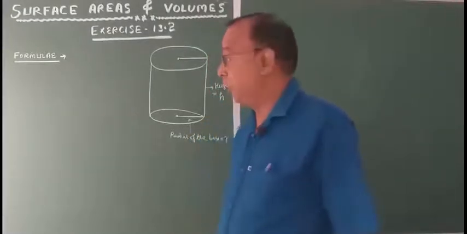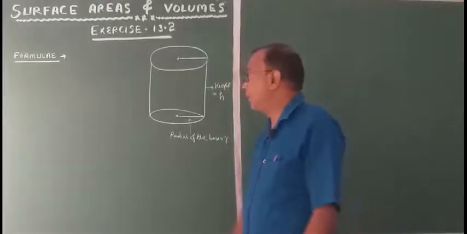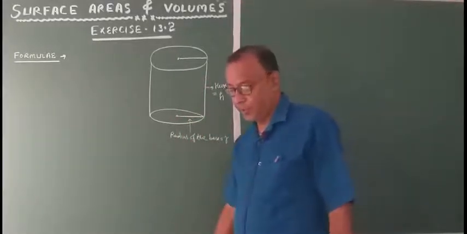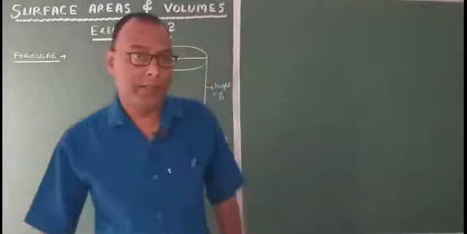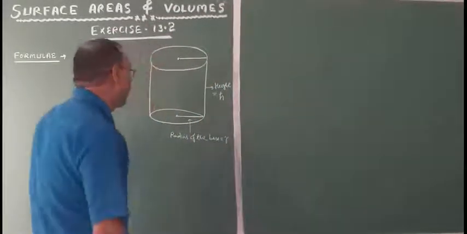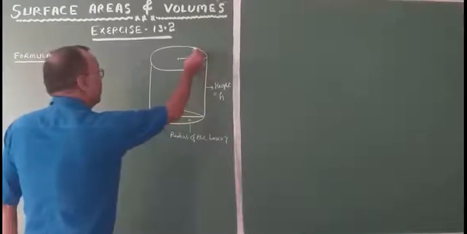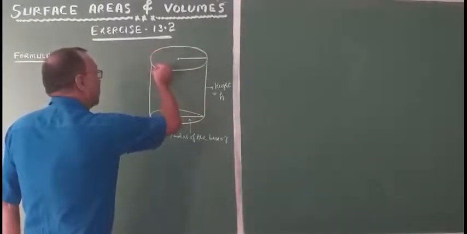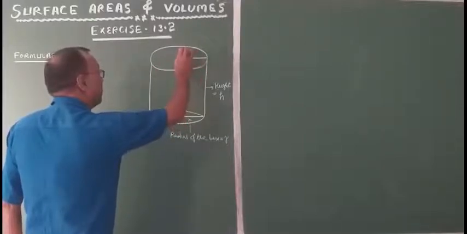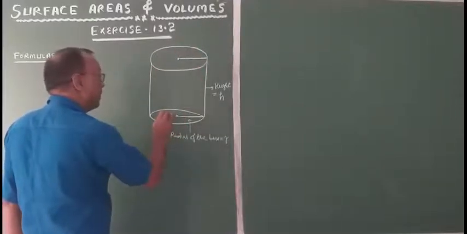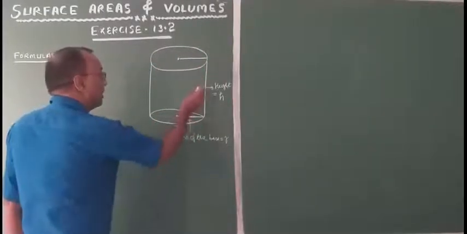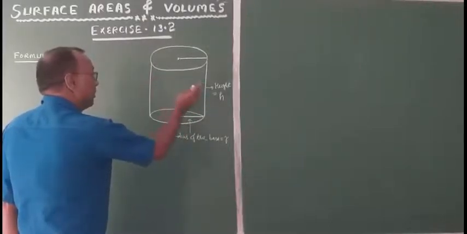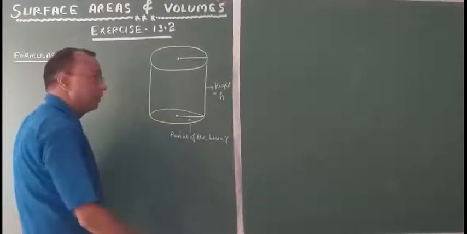So today I will teach you the problems based on surface area of cylinder. Just look at this figure. This is a cylinder. It has two flat surfaces, one at the top and one at the bottom. And this is its curved surface, which is also known as the lateral surface of the cylinder.